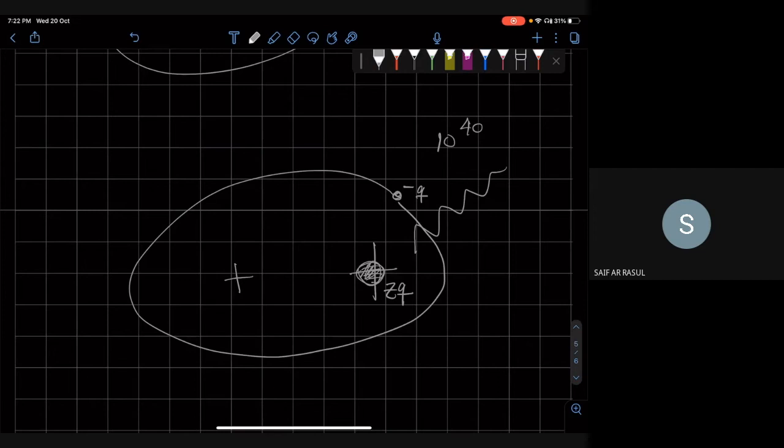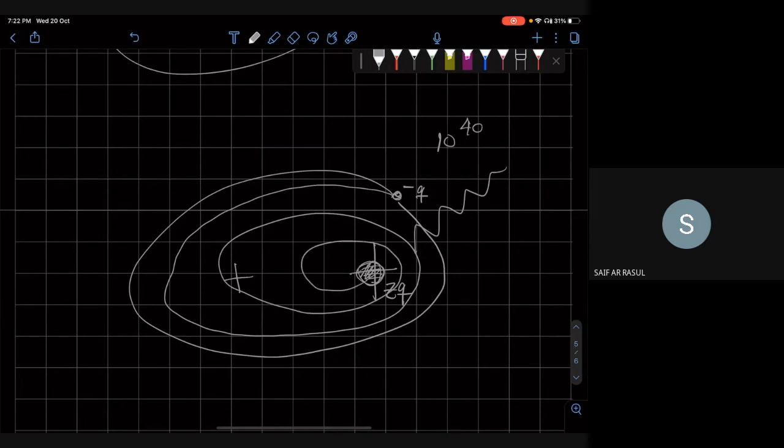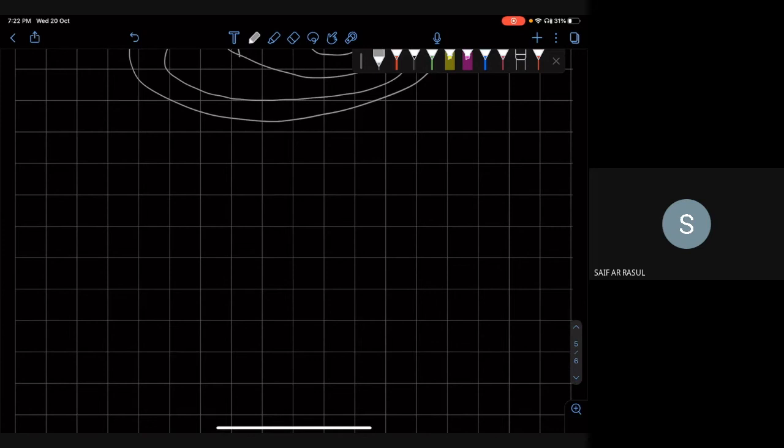So, according to classical physics, the electron's orbit would become smaller and smaller until it collapsed into the nucleus, and therefore, the Rutherford model failed to account for the stability of matter. Okay?